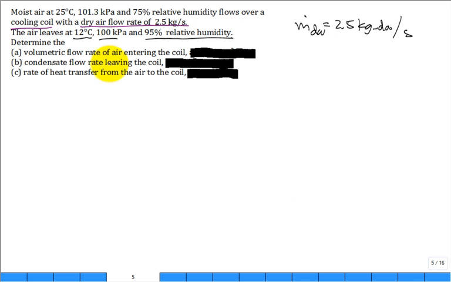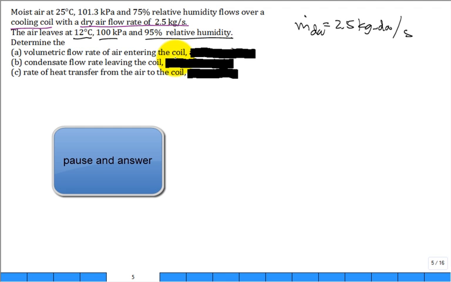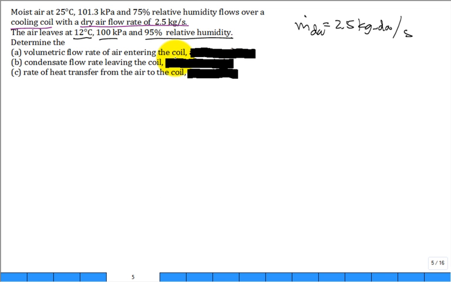Determine the volumetric flow rate of the air entering the coil. How am I going to determine the volumetric flow rate of air entering the coil? I need to pause. I need to walk around and just see if you can come up with that equation. All right. Well, I promise I'll give you as much time as I can, but I can't give you a whole lot of time. Sorry. Got to cover a lot of material.